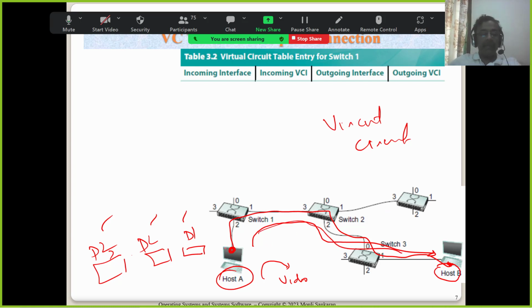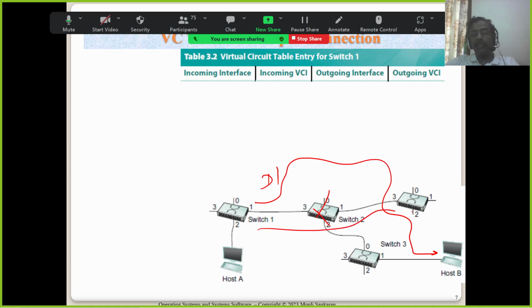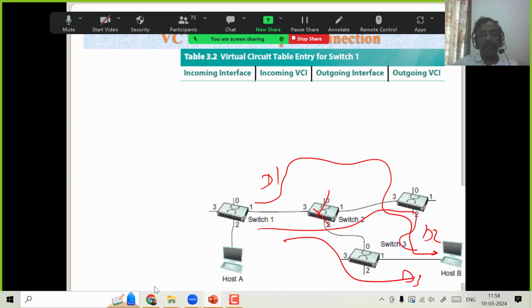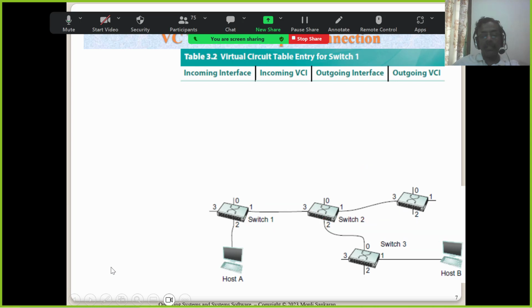Whereas in datagram switching, as I explained earlier, one switch can fail, and best effort traffic may reach here. d1 may reach here, d2 may reach through this, maybe d3 may come through this. They can take different paths in different ways. That is possible in datagram switching, whereas in circuit switching you want to fix the path it is going to take. Now how are you going to achieve it?